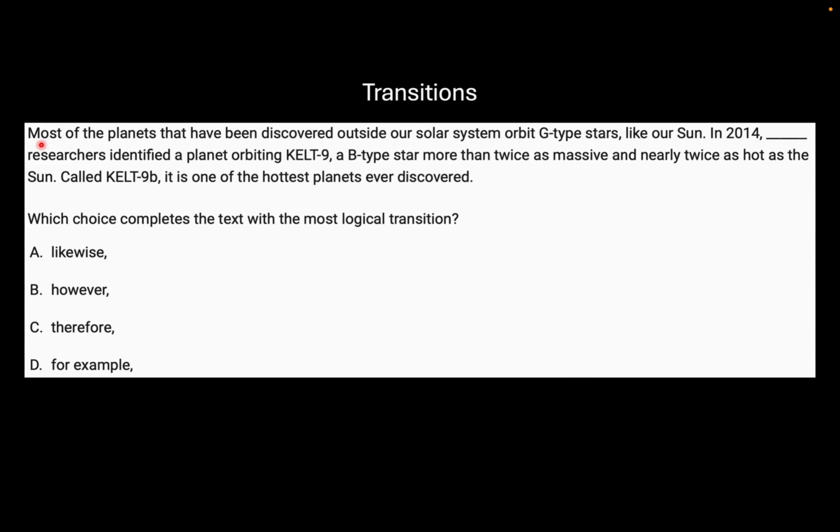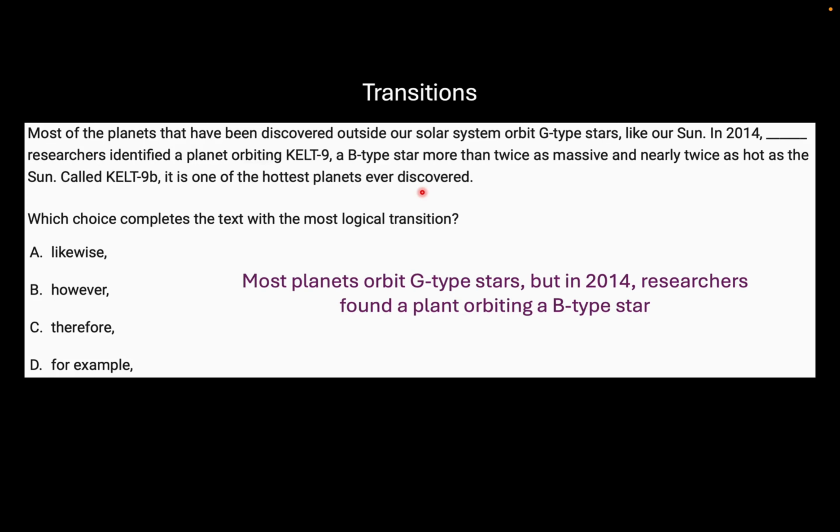Most of the planets that have been discovered outside our solar system orbit G-type stars like our Sun. In 2014, the researchers identified a planet orbiting Kelt 9, a B-type star more than twice as massive and nearly twice as hot as the Sun, called Kelt 9b. It is one of the hottest planets ever discovered. So, most planets orbit G-type stars, but in 2014, researchers found a planet that orbits a B-type star.